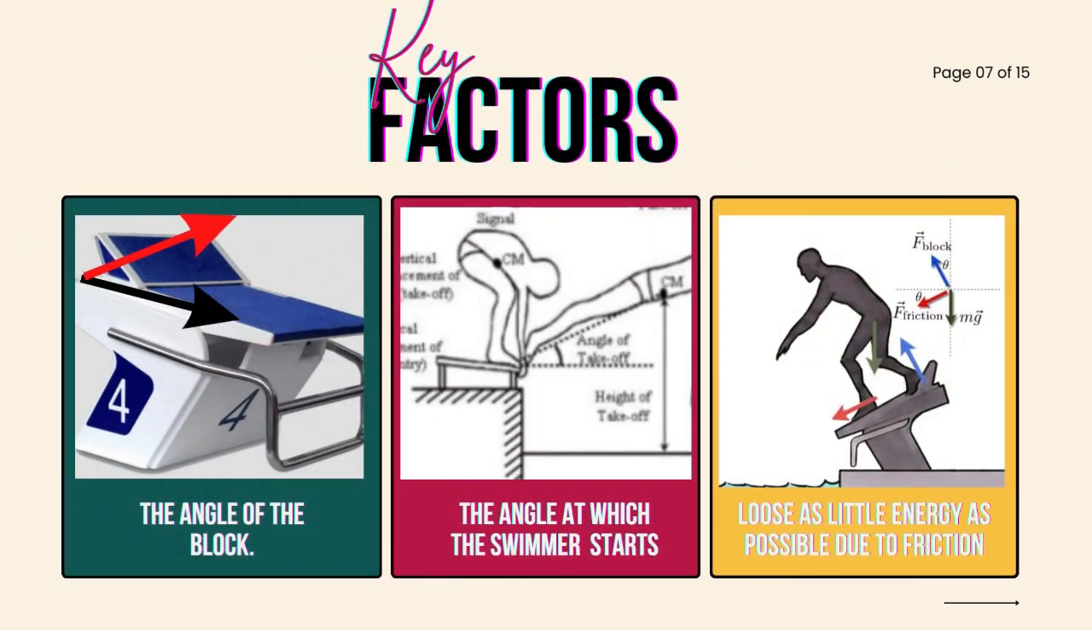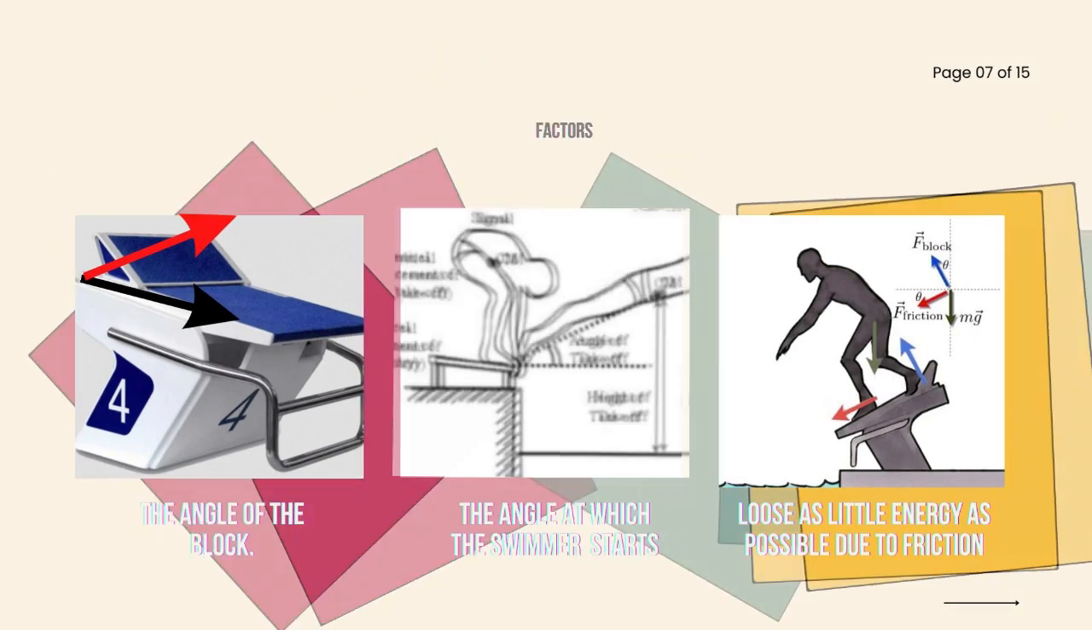We showed you the purpose of the starting block for a swimmer. Now we will explain to you the key factors for a good dive or a good start. So as we know, the angle of the block and the angle at which the diver travels towards the water are key factors in achieving the forward motion of the dive. Any swimmer of any level has heard the phrase dive out, not up. And also, we need to lose as little energy as possible due to friction.